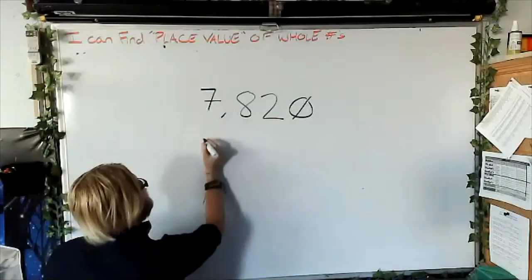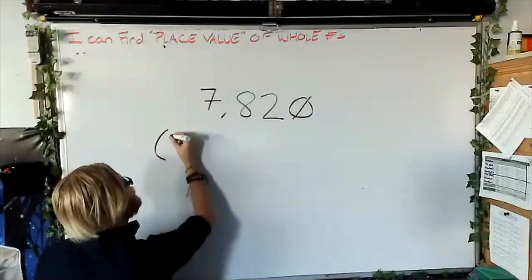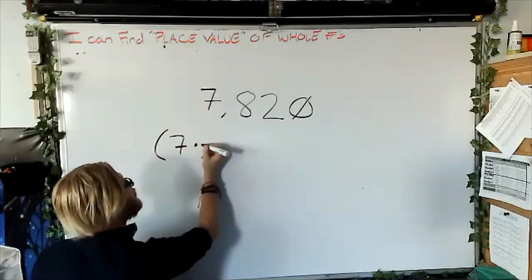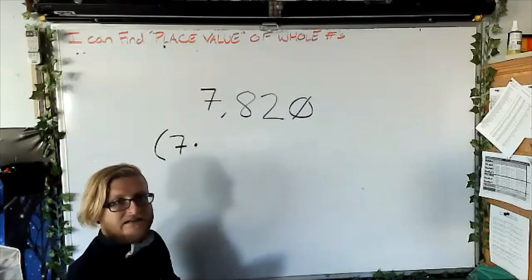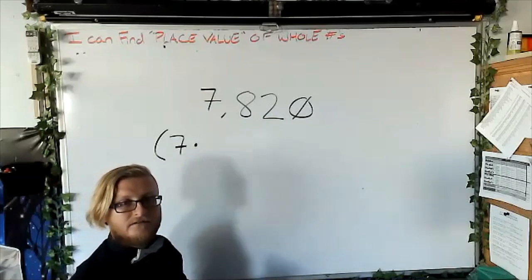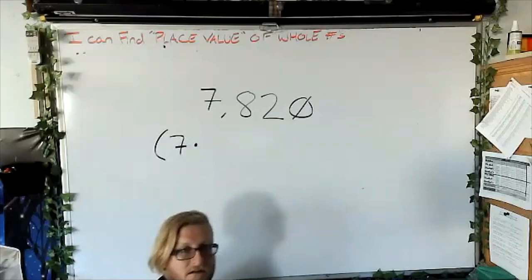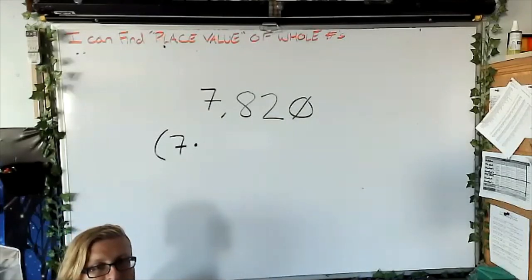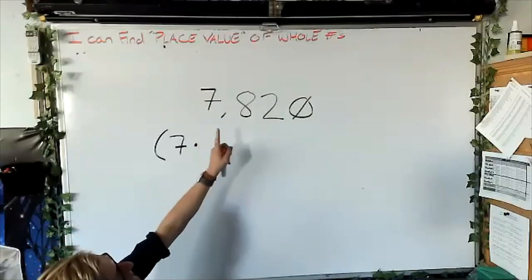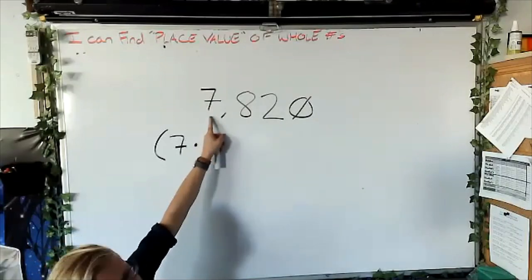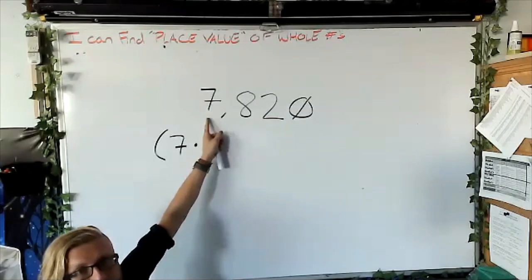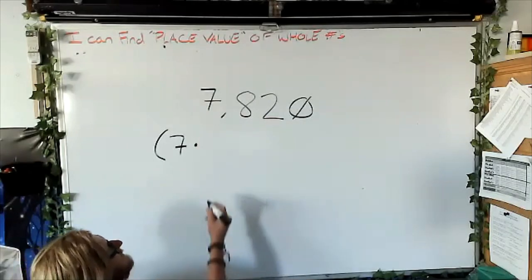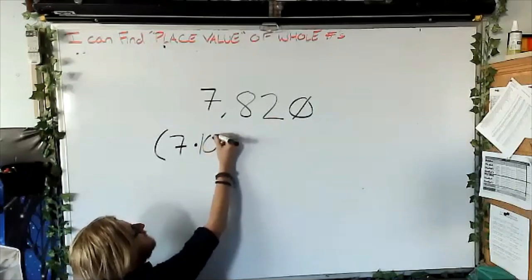Let's start with my 7. In parentheses, I'm going to put 7 times. What do I need to multiply 7 by to get that value? What do you guys think? If you're saying hundreds, we're one off. What place value are we in? I think Connor and Alan said we're in the thousands place value. So we need to multiply it by 1,000.